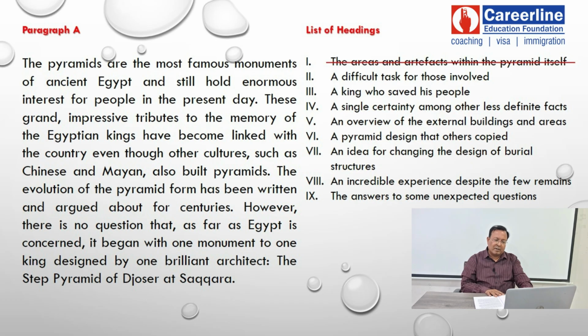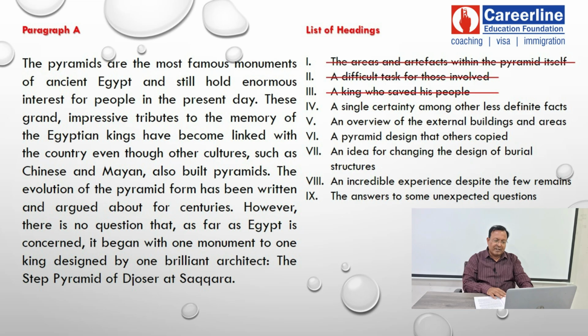Looking at the second option, a difficult task for those involved. So no difficulty was mentioned in this paragraph, and there is only mention of people who were involved like the king and the architect, but it is not talking about the other people. So this is also a wrong option. The third option over here is a king who saved his people. So people were not mentioned in this paragraph, and there is nothing about whether a king saved his people or not. So this option is also not there.